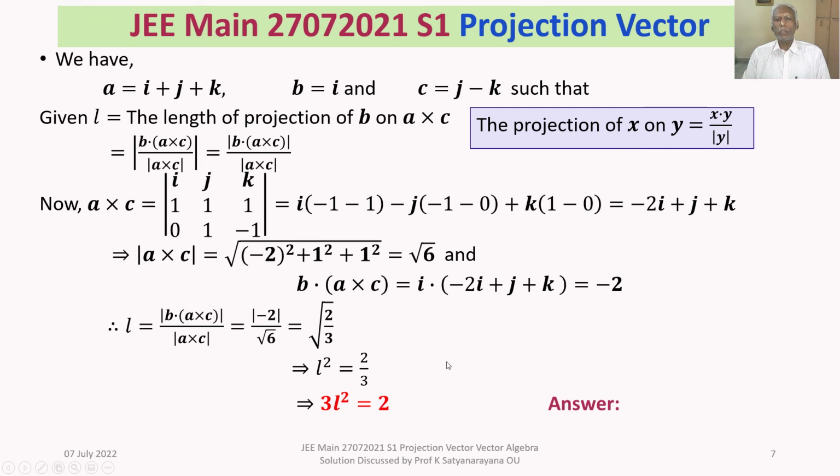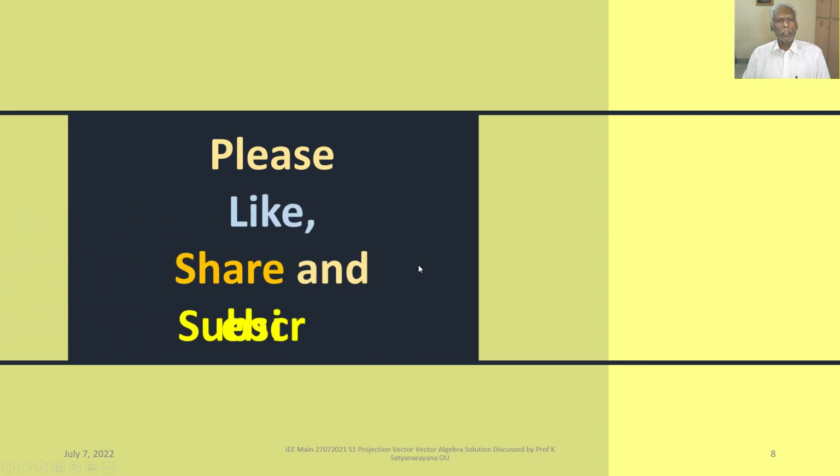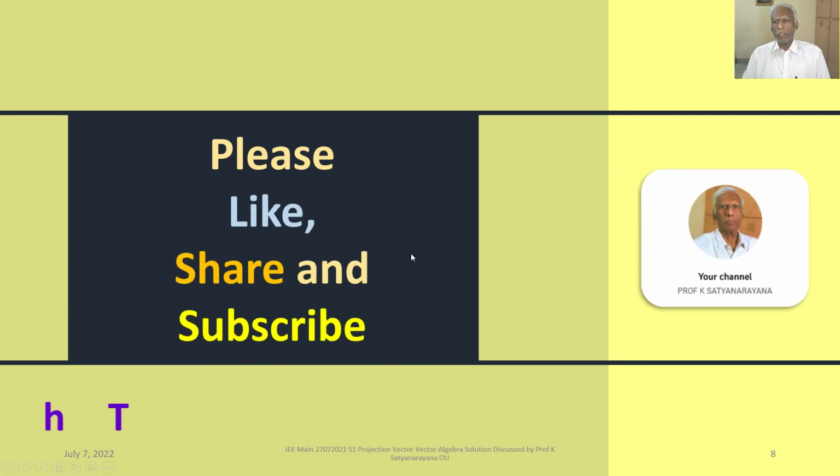The answer is 2. So that is the discussion of the solution of the problem from vector calculus on the length of the projection vector. I am sure you have understood the solution of this problem. Go on working out some more problems on these lines from the section vector calculus or vector algebra, and I wish you all the best. Thank you.